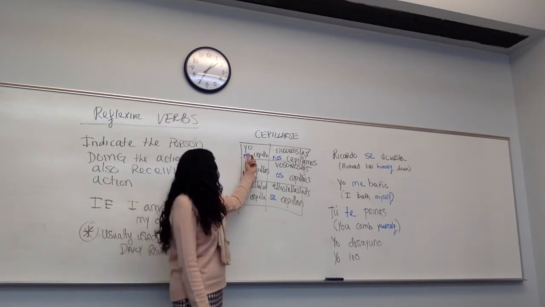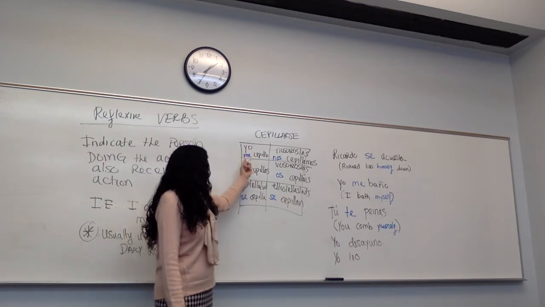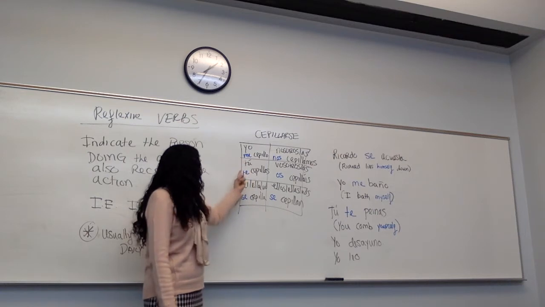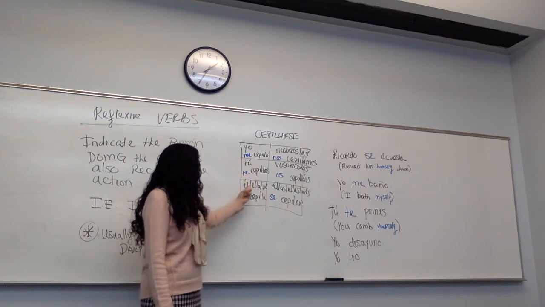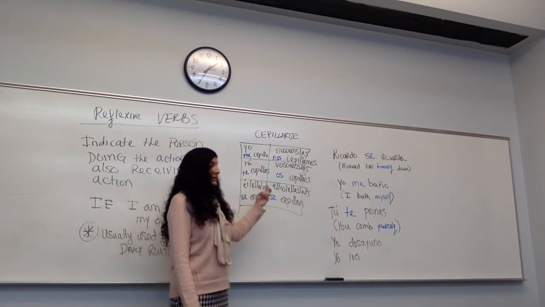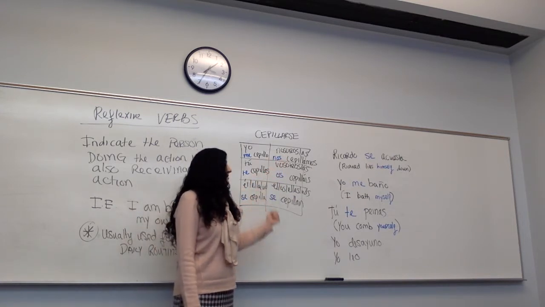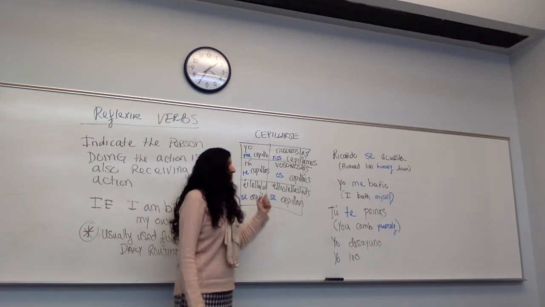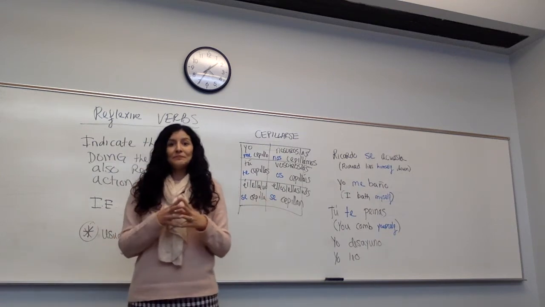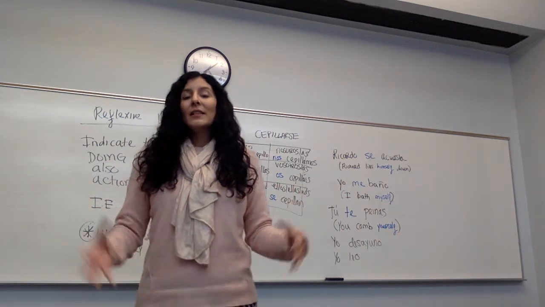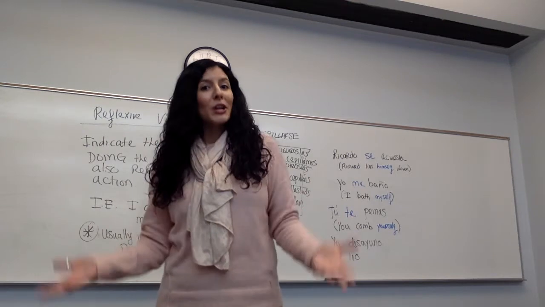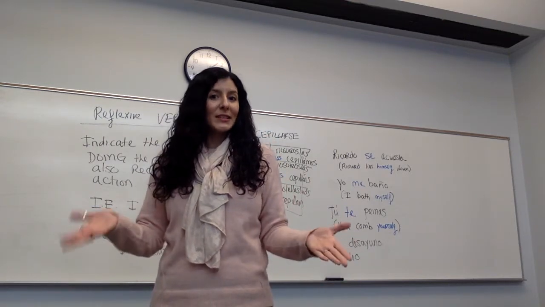So it's very important that yo and me be together, tú and te be together, él, ella, usted, and se be together, nosotros and nos be together, vosotros and os be together, and ellos, ellas, ustedes, and se be together, right? Otherwise, the verbs are in the present tense, so they are pretty much conjugated the same as all other present tense verbs.